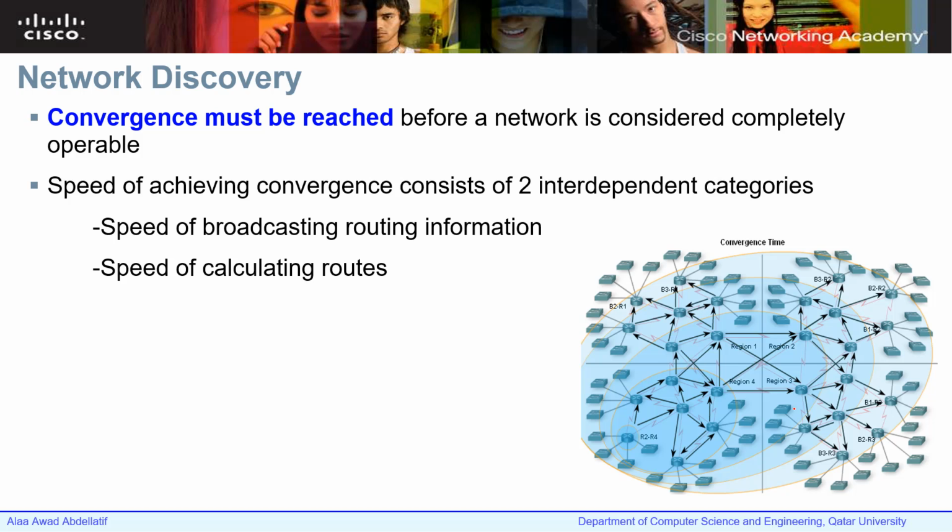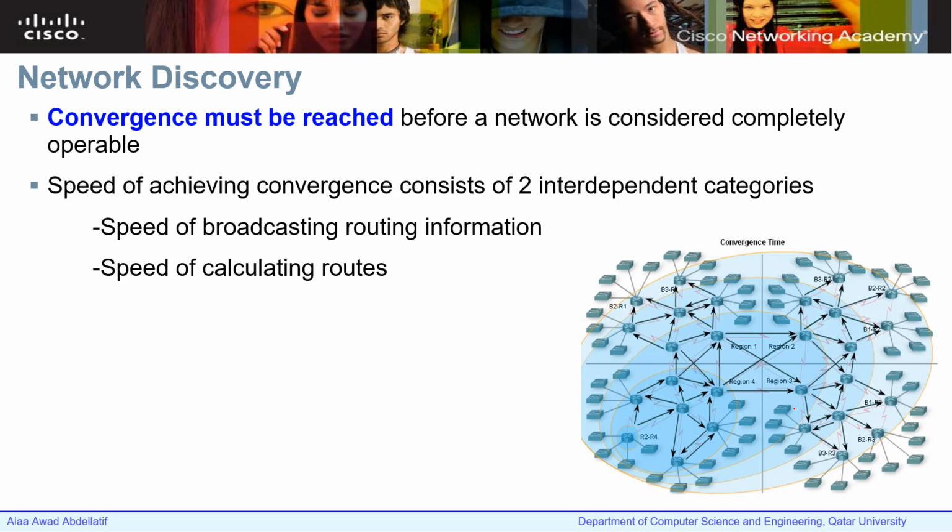The speed of convergence, because we said that the time to converge is very important. So, the speed of convergence depends on what? What are the main factors that affect the speed of convergence or time to converge? We have two main issues that affect the speed of convergence: the speed of broadcasting the routing information and the speed of calculating routes.